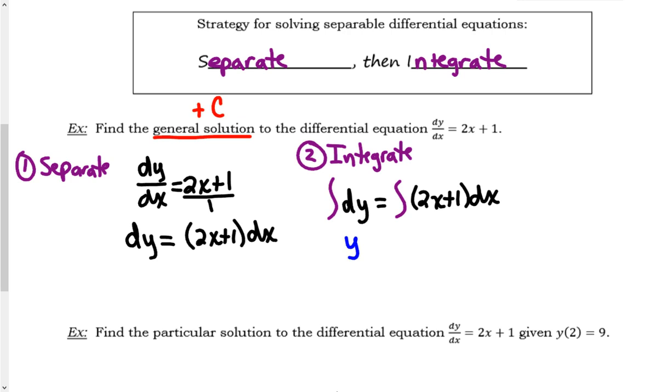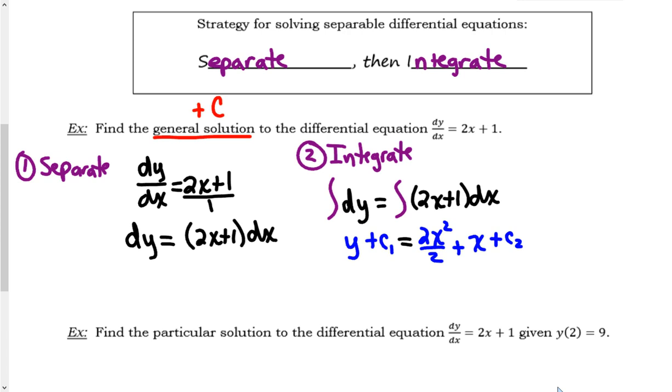Now, technically, I'm going to talk about this for just a second. Technically, whenever I take an antiderivative, I have some constant that could possibly be there. So for this one, I'm going to call that C1. Now that's going to be equal to the antiderivative of the right-hand side, 2x squared over 2 plus x. And then technically I could have some other constant over here.